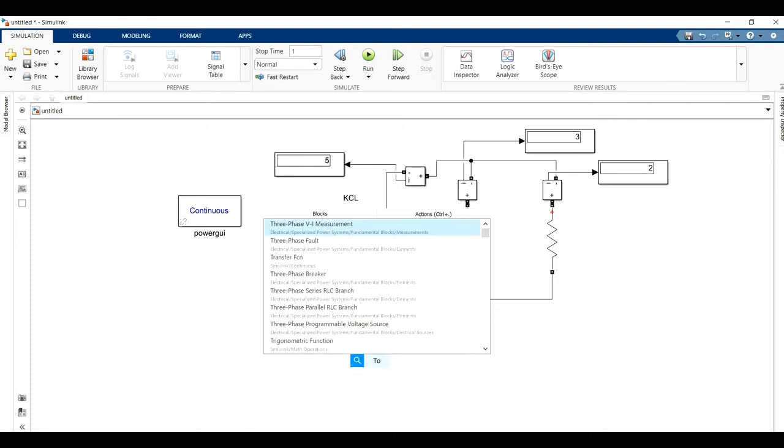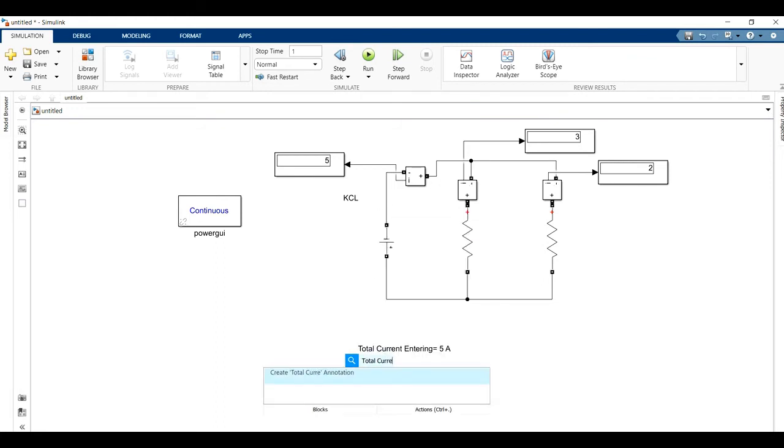So 3 plus 2, the total current entering is 5 amps, and the total current leaving is 3 through the parallel resistance R1 and 2 through the parallel resistance R2. So finally I1 is equal to 3 amps, I2 is equal to 2 amps and I total is equal to 5 amps. In this way we can verify the KCL in MATLAB.